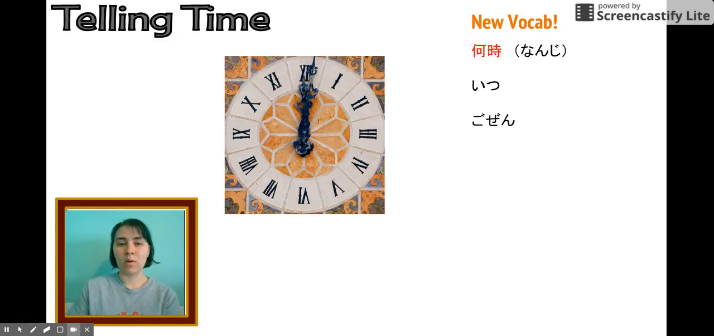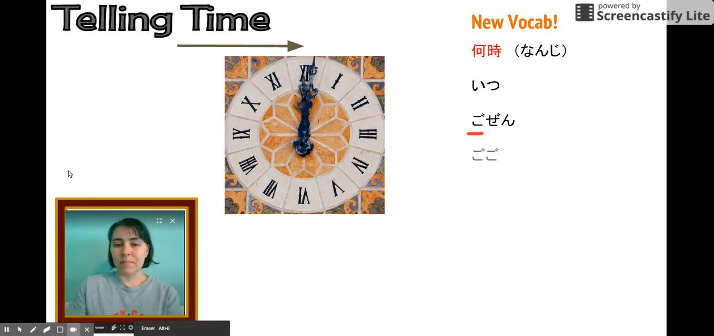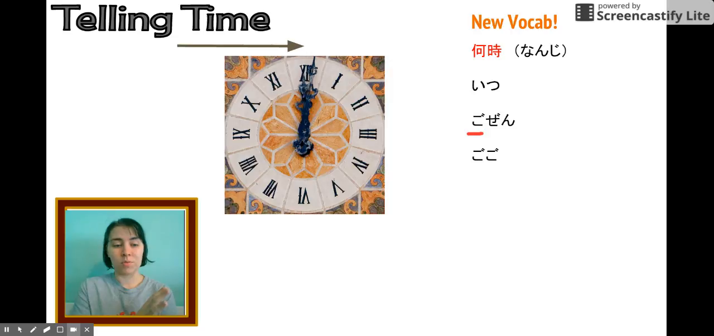Gozen is before noon. The go here means noon, and zen is the kanji for before. It's the same kanji that's in namae. It's the mae of namae. Go. The second go is also the kanji for ato, and the first one is still noon. So after noon, PM.